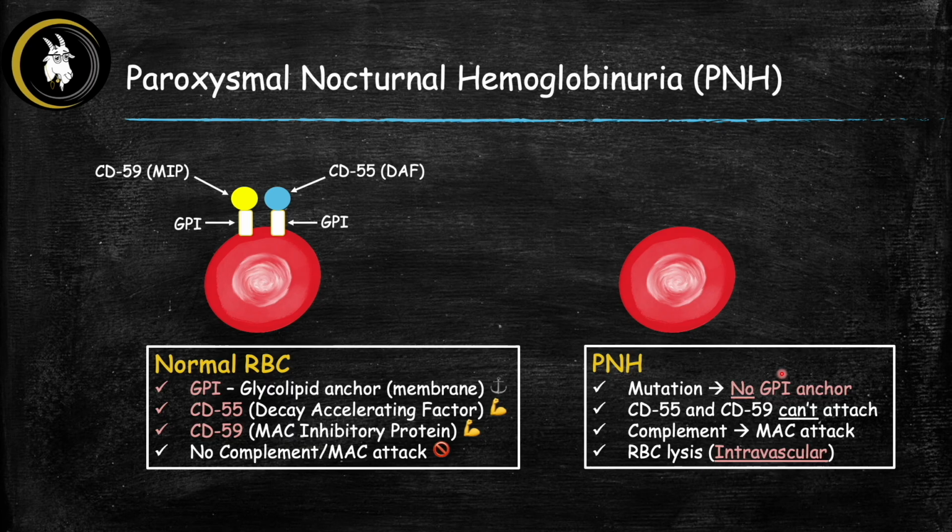So now complement is going to bind to the red blood cell membranes, and it's going to form what's known as MAC, which is the membrane attack complex. And that doesn't sound good. So the membrane is going to get attacked by complement while these red blood cells are circulating in blood vessels. And so the final outcome here is going to be intravascular hemolysis by complement.